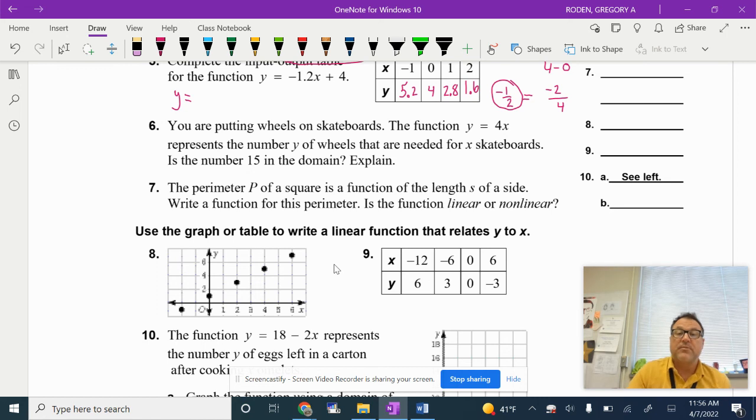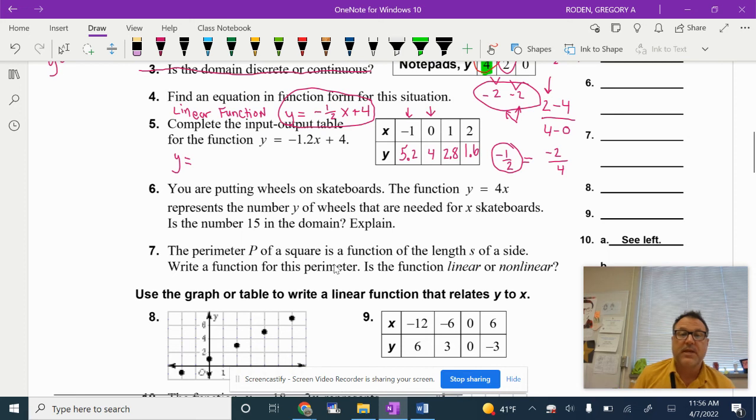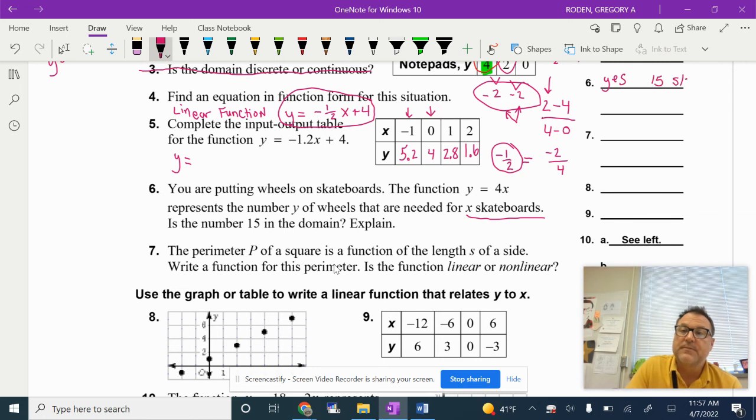So is 15 in the domain? Absolutely, 15 is in the domain because x represents the number of skateboards, so 15 would be the number of skateboards. So we're going to say yes, and that would represent 15 skateboards. Remember, the x value is our domain. That's a word we give our x values now, domain. So yes, 15 skateboards. That's how we would represent that.